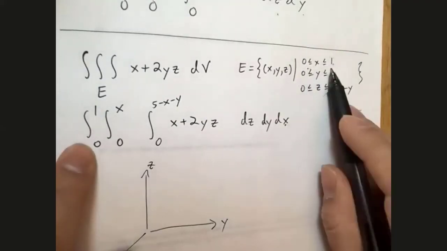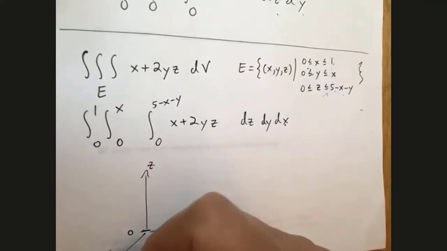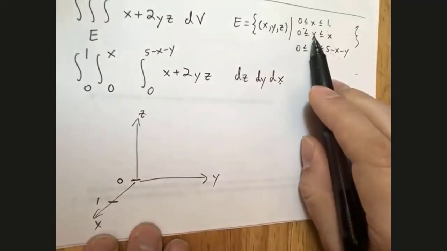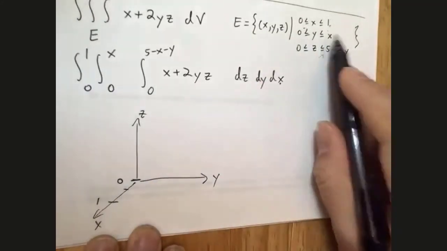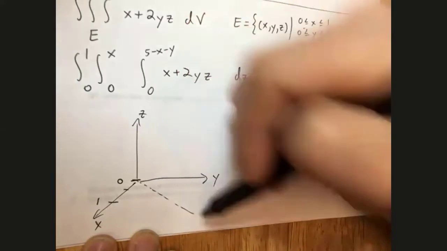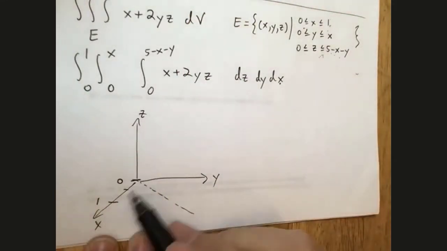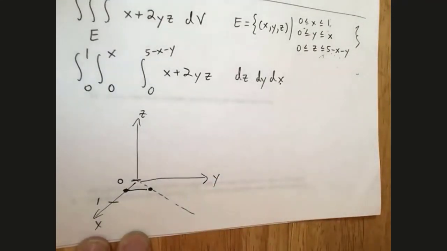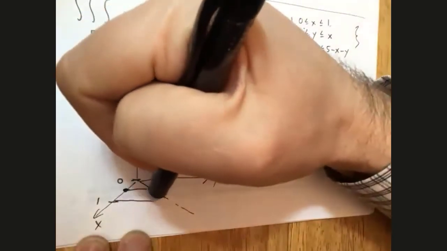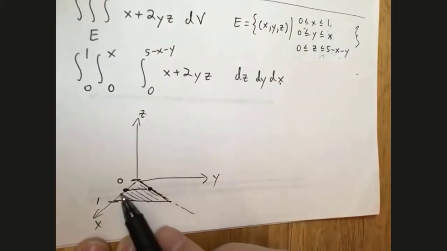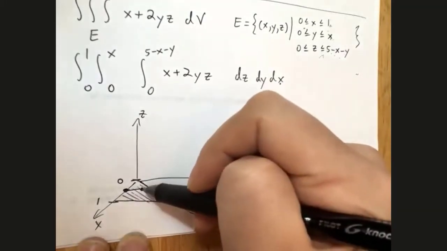Look at what's happening. The x is going from 0 to 1. All right, so x is going from 0 to 1 over here. Oh, off the screen. Y, now, so once I've specified an x, y is going from 0 to x. Okay, so what's the line y equals x look like? Well, it's a line that kind of comes down this way. So for each x in here, y is going from here to here. So I can see what I'm doing. So the base of this region that I'm dealing with looks like this.